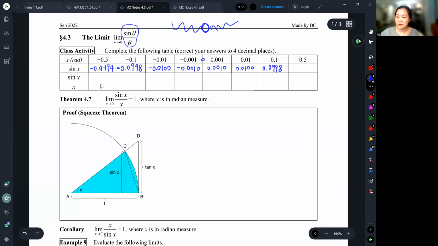0.0998. This one is 0.4794. Okay, this is my value. And then I can find the ratio by experimenting. 0.5 divided by sine 0.5. That's 1.6687, 1.6687, and then 0.